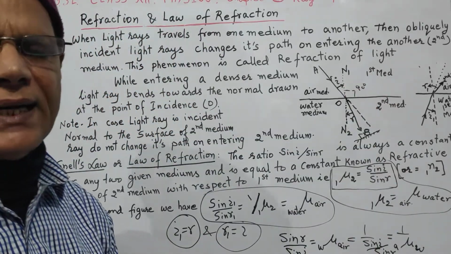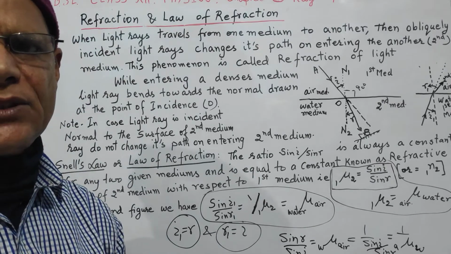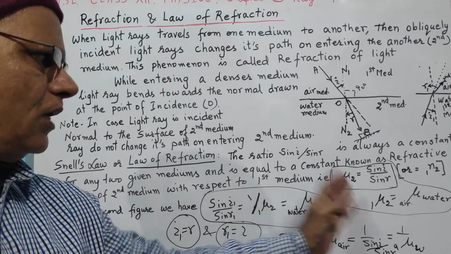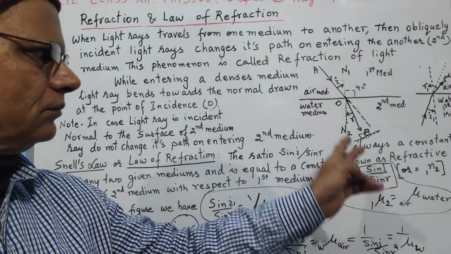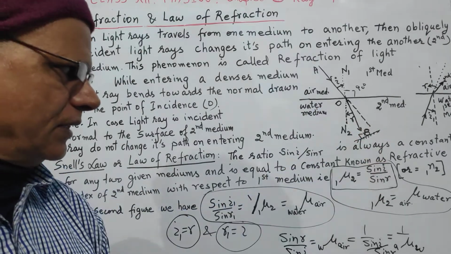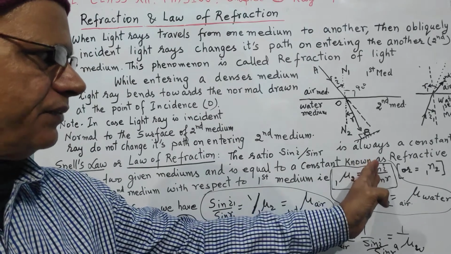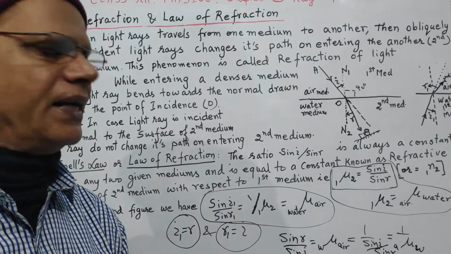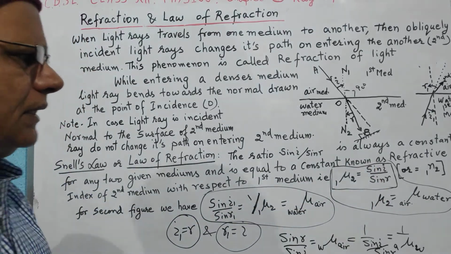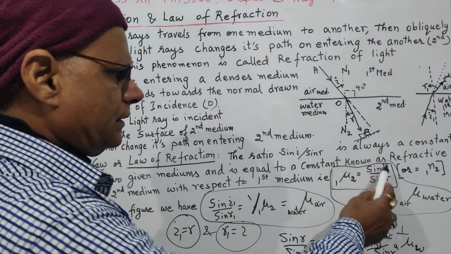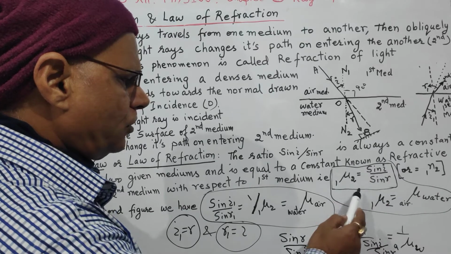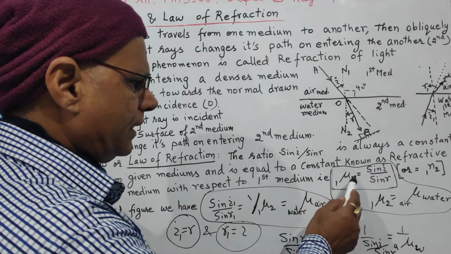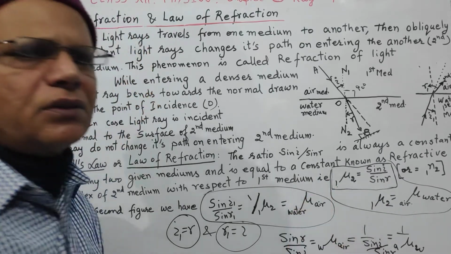So I think there is no confusion about how to express the refractive index of one medium with respect to another in terms of angle of incidence and angle of refraction. The most fundamental thing to remember is that the sine of the angle of incidence to the sine of the angle of refraction is always equal to the refractive index of the second medium with respect to the first medium.